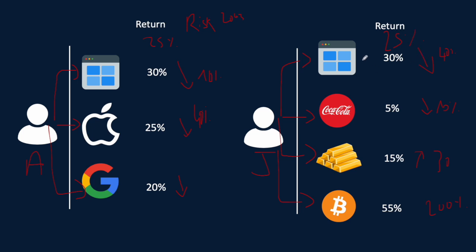On the other side, if the US economy is doing well, Microsoft, instead of jumping by 30%, is going to get 40%. Coca-Cola, instead of getting 5%, is going to get 12%.